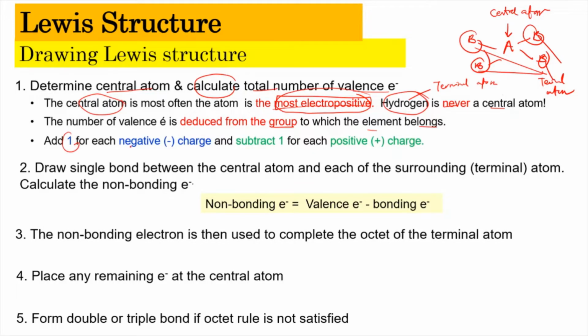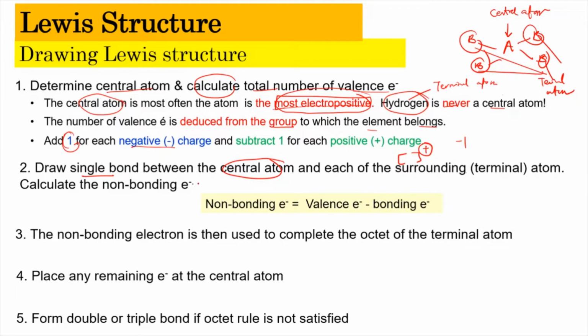When the molecule has a negative charge, then we need to add 1 to the total number of valence electrons. However, when the molecule has a positive charge, something like this, then we have to subtract 1 from the total number of valence electrons. Once we're done with step number 1, we proceed to step number 2, where we need to draw a single bond between the central atom and each of the surrounding terminal atoms.